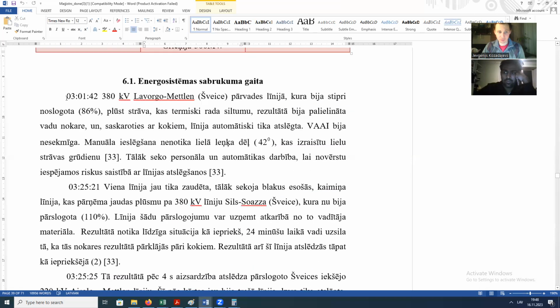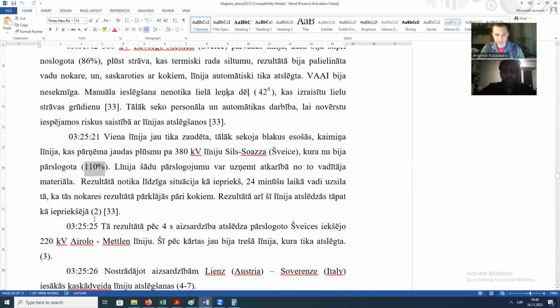And in this case, it was at 3 o'clock in the morning, 1 minute, and in 24 minutes, the second line, Switzerland to Italy, was disconnected by the overload protection because the transmission line was overloaded by 110%. So in this case, we lost 2 lines. We lost the connection to Switzerland.